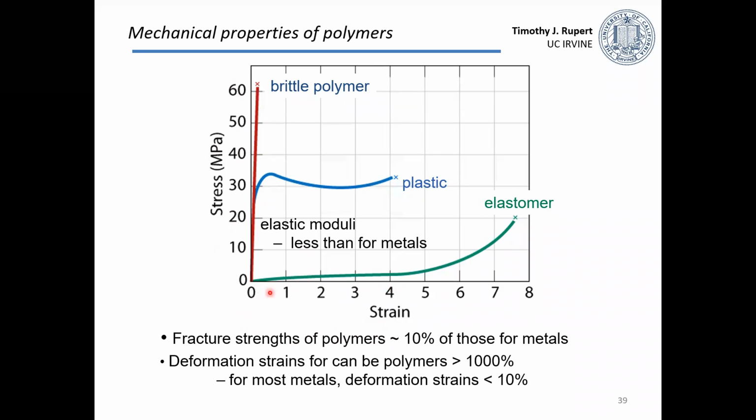So these values, 1, 2, 3, 4, your natural instinct might be to think that that's percent, but it's not. So 1 means my sample has elongated 100%, right? So this sample out here, this elastomer, has actually been pulled till it's 7.5 times its original length. That's quite a bit of deformation. So these deformations can often be 1,000% or more, and we contrast that with metals where deformations are usually less than 10%.